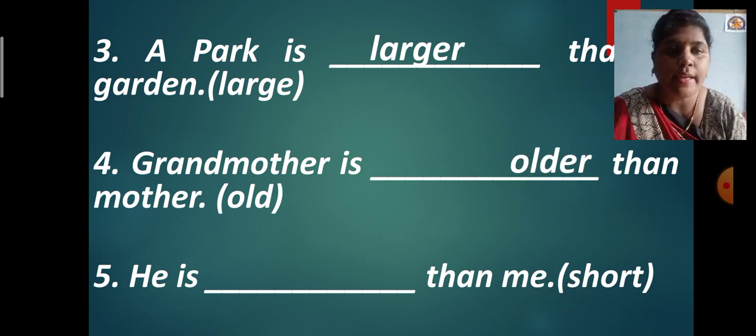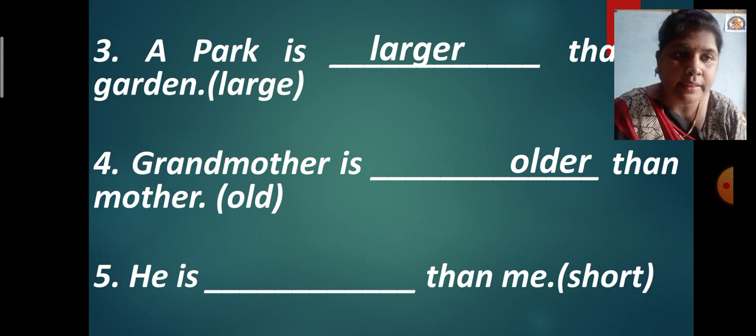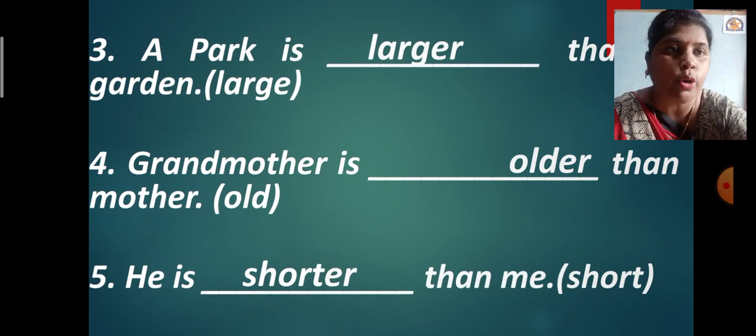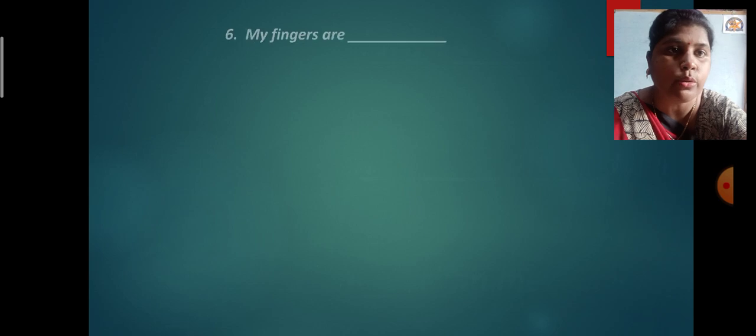Okay, so the next sentence is 5. He is blank than me. In bracket, short. So we have to add er to the word which is given in the bracket. So the answer will be shorter. He is shorter than me. Okay, so I hope you understood this exercise, how to solve it.